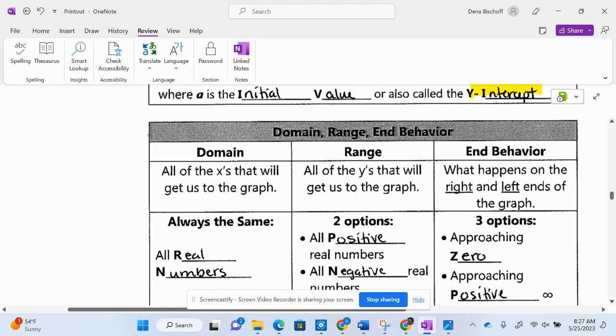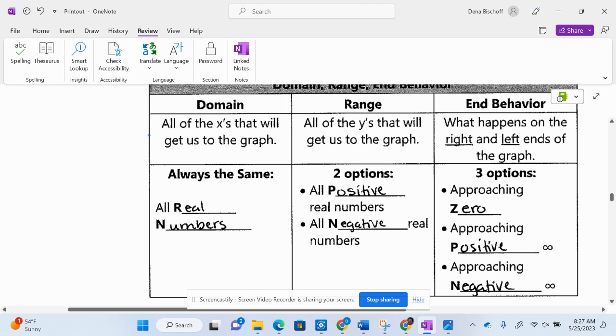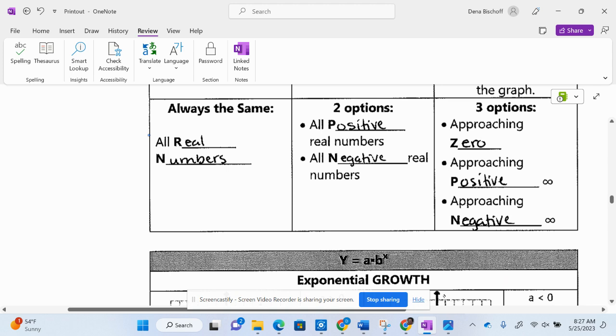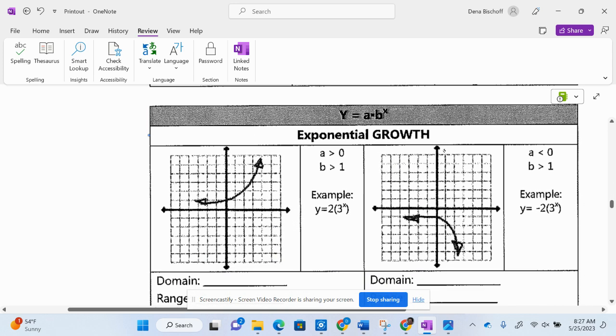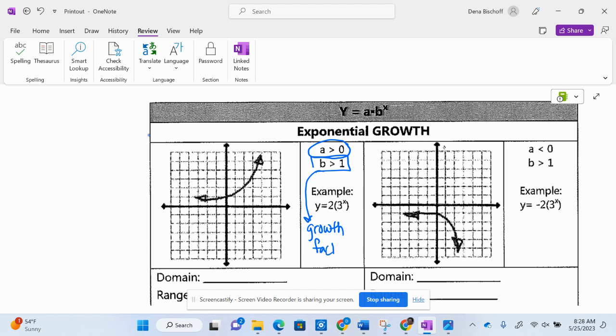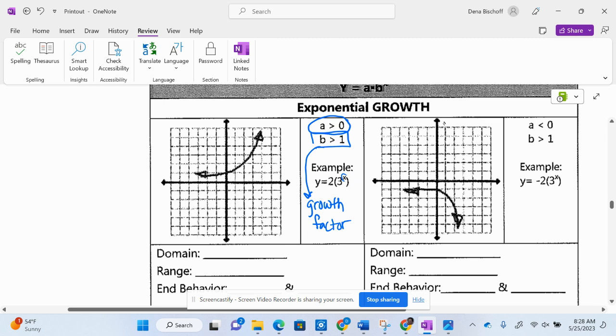When we think about the domain and the range, the domain is all real numbers. We can use any real number for x. And then our range is going to be either all positive real numbers or all negative real numbers. And when we think about what happens to exponential functions, they either approach 0, approach positive infinity, or negative infinity. So here's what it looks like. Exponential growth happens when a, that first number, is greater than 0, and b is greater than 1. B is called your growth factor, right? It's the multiplier. So that 3 is going to be the one that's getting multiplied, raised to a power of x, because it's an exponential function because the variable is in the exponent, right?